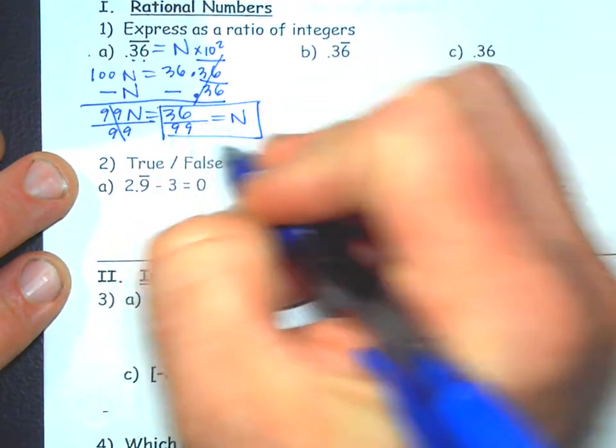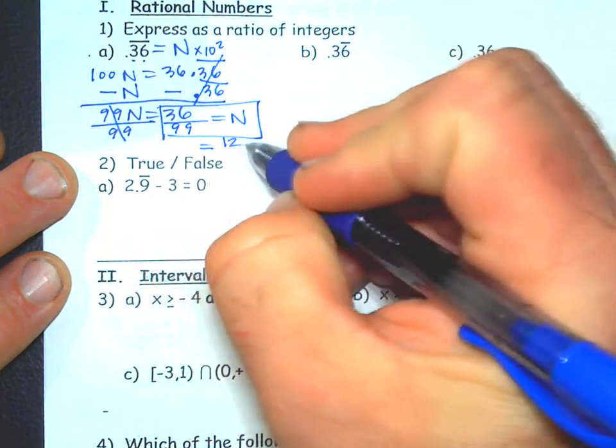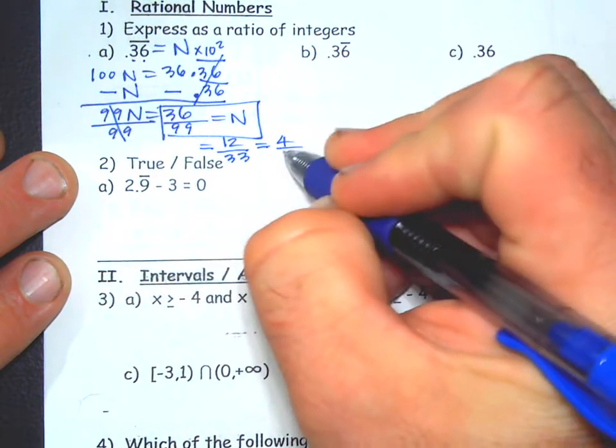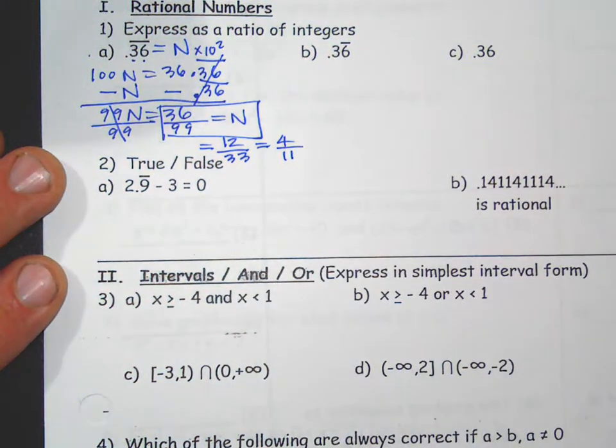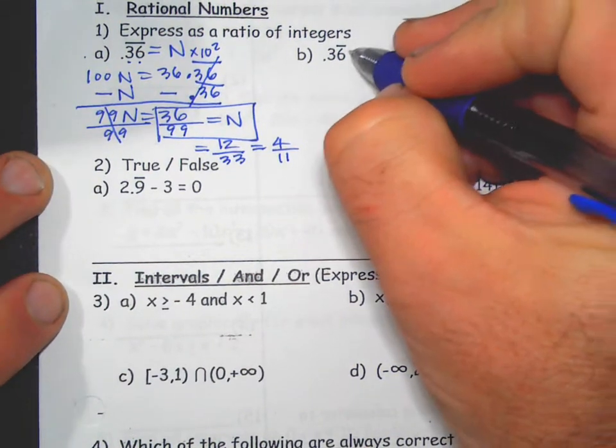You could reduce it if you'd like. Take a 3 out of both of those, it'd be 12 over 33. We could take another 3, it'd be 4 over 11. But I'm okay with 36 over 99, so you might just take that. This is going to be equal to n.